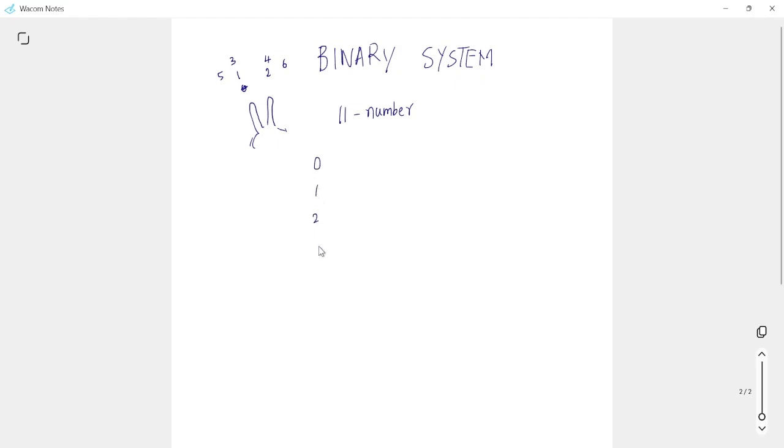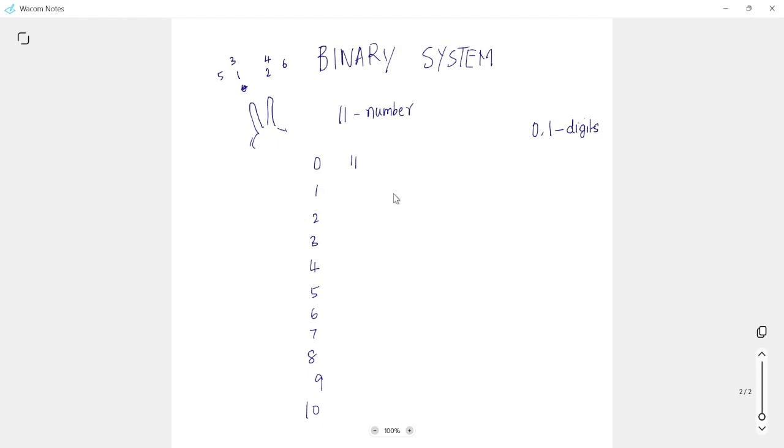Let us take how we write this number 11 in the decimal system. We go all the way to 10, and then we write the number 11 here. But if you want to do the same thing in the binary system, the only digits that are available to you are 0 and 1.